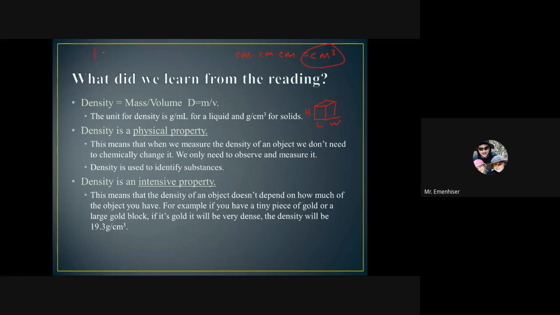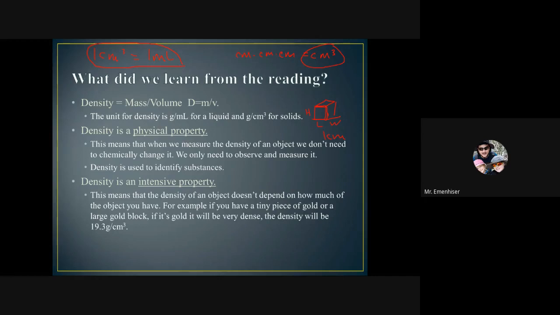Now 1 cubic centimeter is a cube where each side is 1 centimeter. So the length, the width, and the height are all 1 centimeter. Think about a little cube about as big as your fingernail. That is equal to 1 milliliter of liquid volume. So that's a really important conversion there.